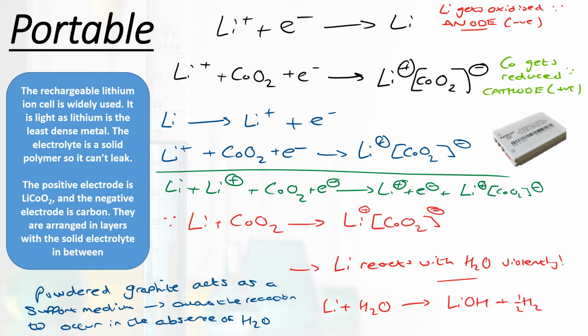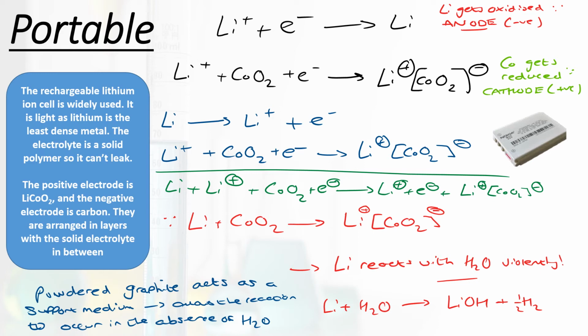Now, these are arranged in layers with the solid electrolyte in between. And so the equations that we need to know for this are, first, and I've taken both of these directly from the electrochemical series, that we have our lithium ion reacting with an electron to produce lithium, and we have a lithium ion reacting with neutral cobalt oxide plus an electron to make this lithium cobalt oxide salt essentially.